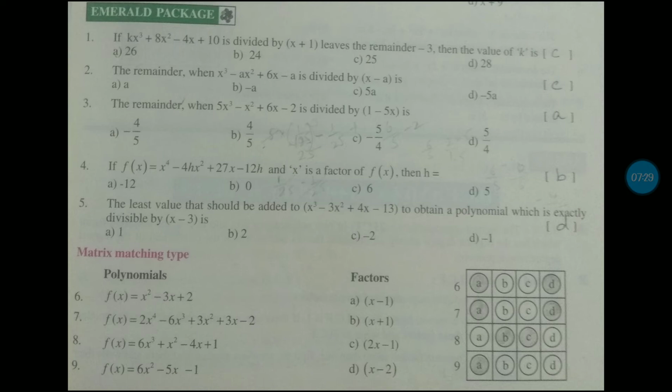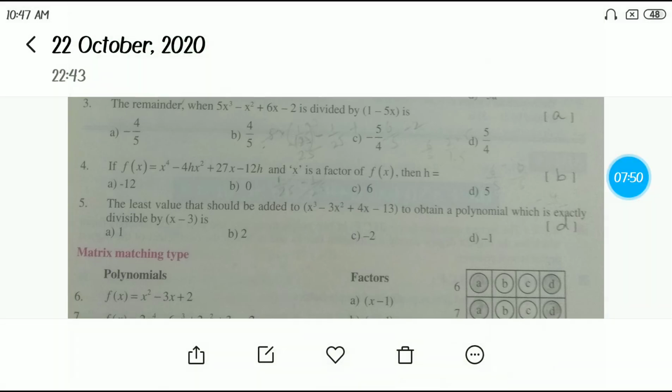So we will see the fourth question. Now if f of x is x power 4 minus 4hx square minus 27x minus 12h, and x is a factor of f of x. So one polynomial is given and x is a factor for that. Okay, so that's given. So how to do that? It's a very simple one only. I will do it.